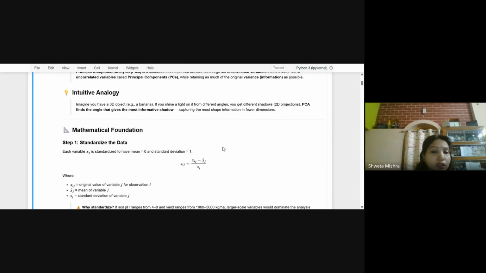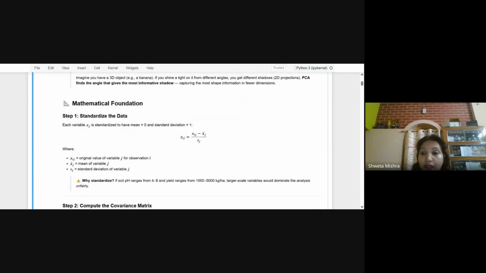As I said, if we do not equalize or standardize the data, then there will be a problem: the variables which have higher values may dominate the whole data set, and we will get the result according to that variable. That variable may not be that impactful, still we are getting the result, and the results are not accurate. So that's why the first step is to standardize the data.